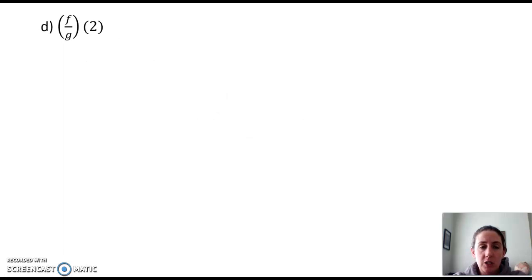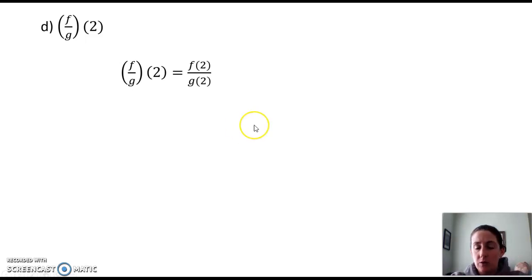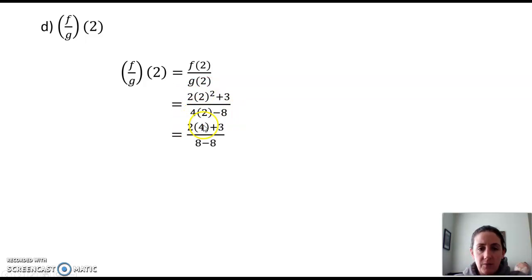f over g at 2. So f over g at x meant take f of x, divide that by g of x, but here we're doing it for the specific x of 2, so I want f evaluated at 2, and I want g evaluated at 2, then I want you to divide those two numbers. So f evaluated at 2 on the top, g evaluated at 2 on the bottom. That gives me 2 times 4 plus 3 over 8 minus 8. 2 times 4 is 8 plus 3 is 11 over 0.